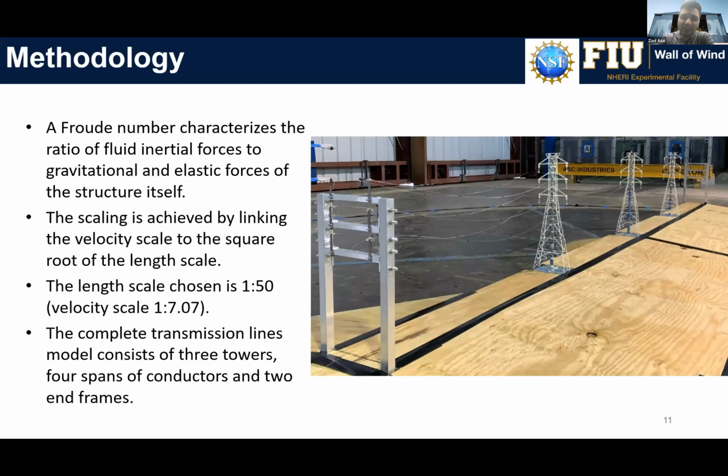So as you can see on the right side, this is the full transmission line model that we tested. We've used Froude number scaling, which characterizes the ratio of fluid inertial forces to gravitational and elastic forces of the structure itself. The scaling is simply achieved by linking the velocity scale to the square root of the length scale. For this project, we chose a length scale of 1 to 50. So the velocity scale would be 1 to square root of 50, or 7.07. The complete transmission line model consists of 3 towers, 4 spans of conductors, and 2 end frames.